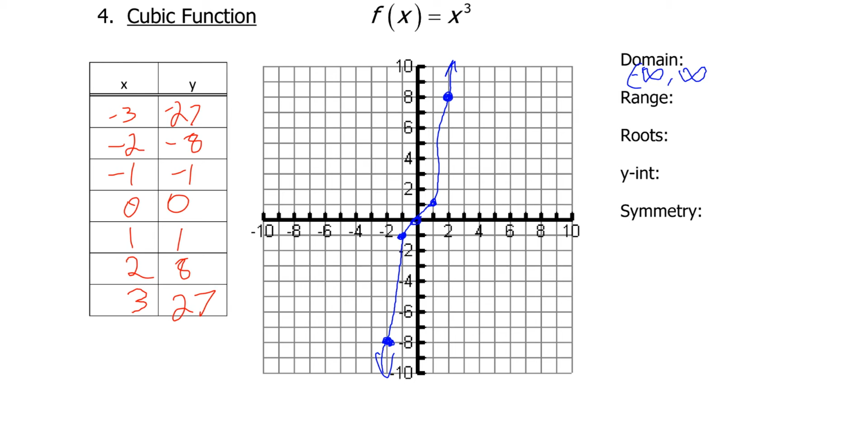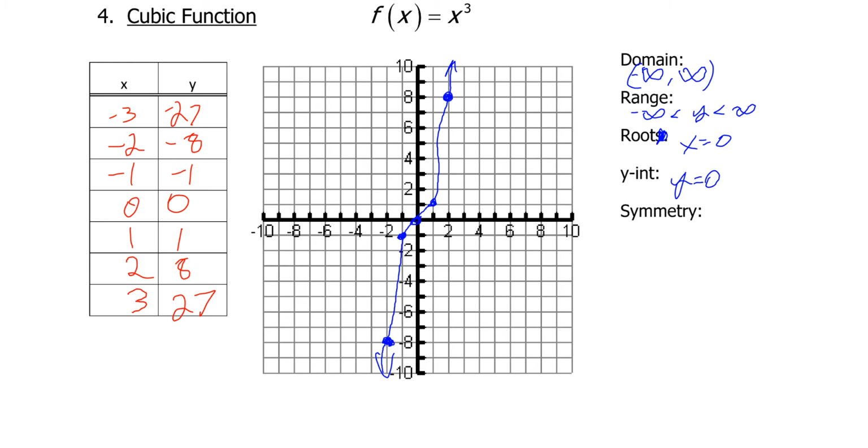The range is going to be negative infinity less than y less than infinity. There's only one root, and it's going to be x equals 0. The y-intercept for this, of course, is y equals 0.